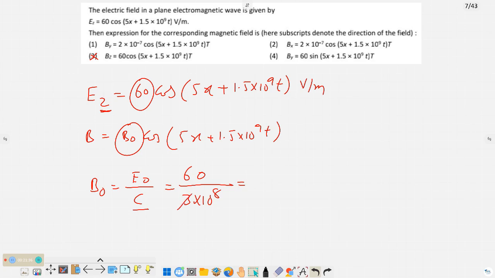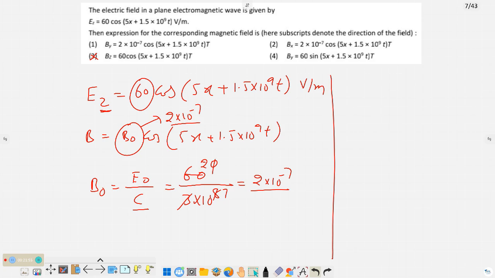This is 20 times, so we can cancel. That is equal to 2 into 10 power minus 7 Tesla, that you are going to get. So the answer for this question, in the place of B naught, you can replace with 2 into 10 power minus 7.